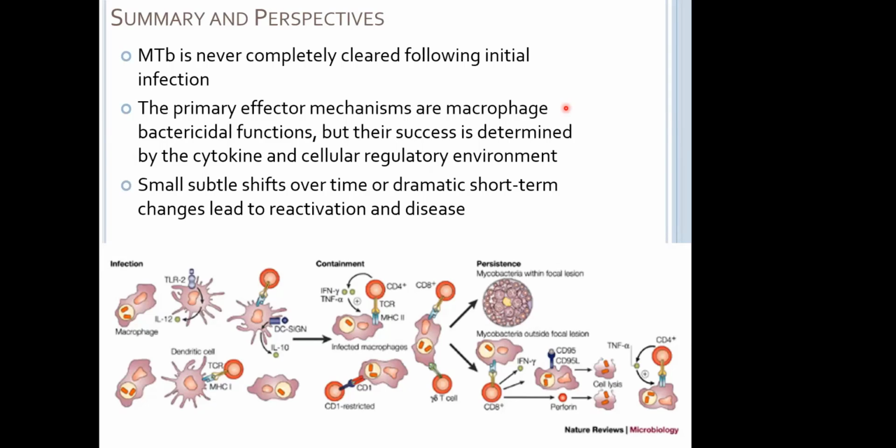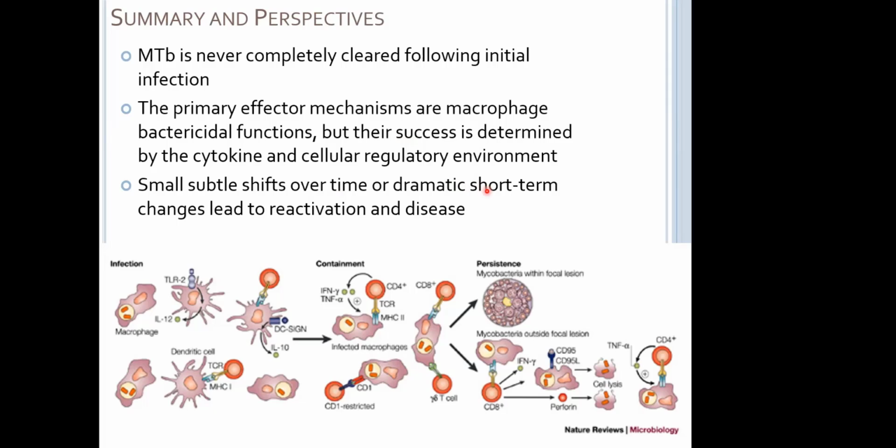So summarizing so far what I've shown you for Mycobacterium, MTB is never completely cleared following initial infection. It's chronic. It lives in your macrophages for the rest of your life. The primary effector mechanisms are macrophage bactericidal functions, and their success is determined by the cytokine and cellular regulatory environment. And really small, subtle shifts over time or dramatic short-term changes lead to reactivation of disease. The small, subtle shifts are something closer to HIV, where there's this constant, intense battle between your immune system and the mycobacterium, but it's happening at a very low level in these granuloma structures in the lungs. But eventually, in a significant number of people, the mycobacterium win.